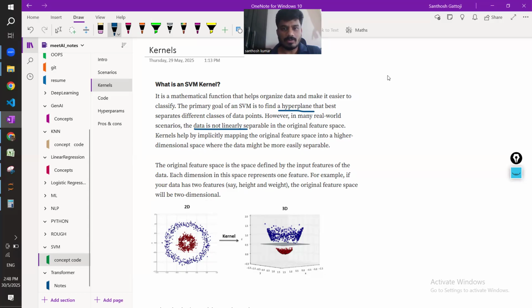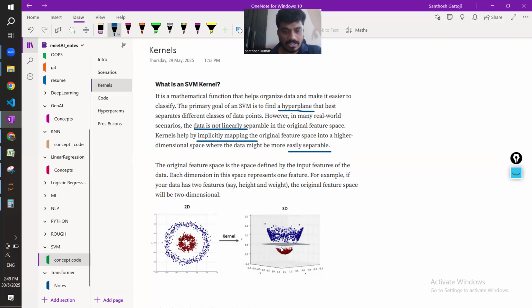At the end of the day, whatever the shape of the data, SVM's goal is to find a hyperplane. A plane is usually a straight plane, not any curve. In 2D it is a line, in 3D a plane, in 4D a hyperplane, but anything straight, not a curved structure. To do that, first of all, the data should be separable. So in those scenarios, kernels help us implicitly map the original features into a higher space where the data is more easily separable. For example, if you see this is the data, it's 2D.